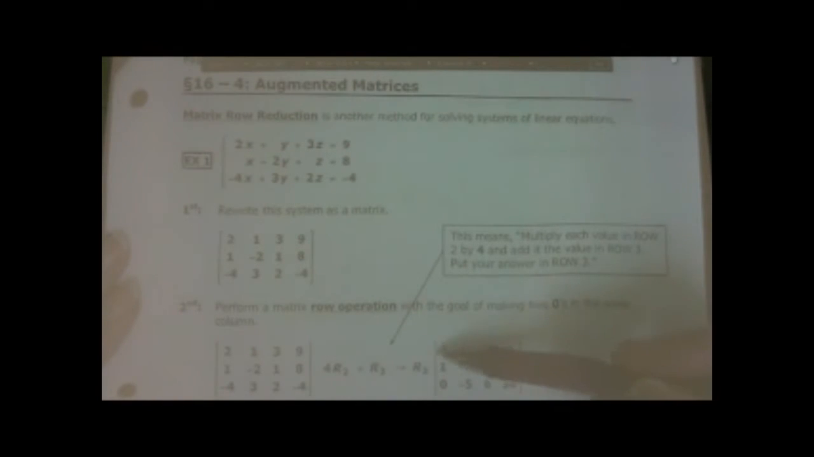So I want another 0 here. So what I'm going to do is multiply this second row by -2 and add it to the top row. So my row operation that I'm going to use is -2 times row 2 plus row 1, and I'm going to put it in place of row 1. So -2 times 1 is -2, plus 2 is 0. And here's what I'm going to do. Whoops, let's try to get this all on the screen. Here's my 0. It's going in row 1.